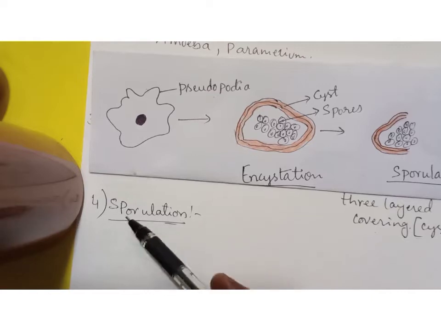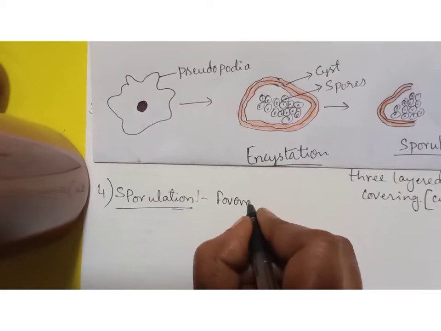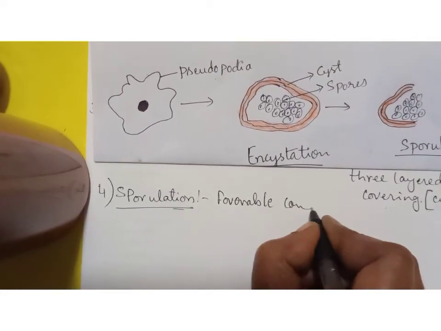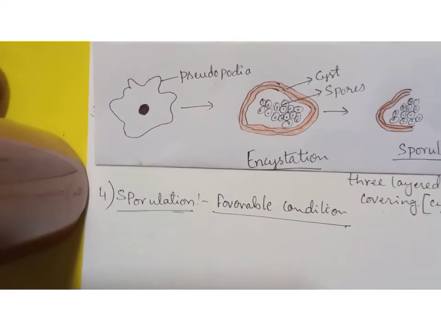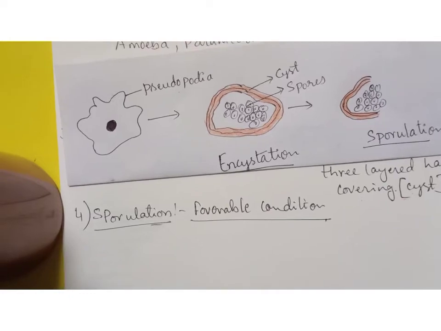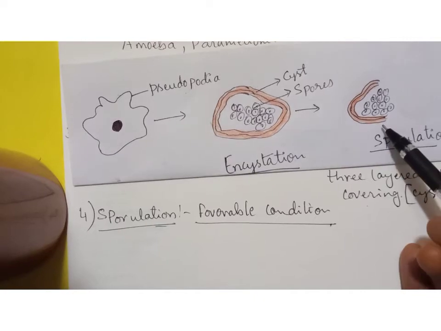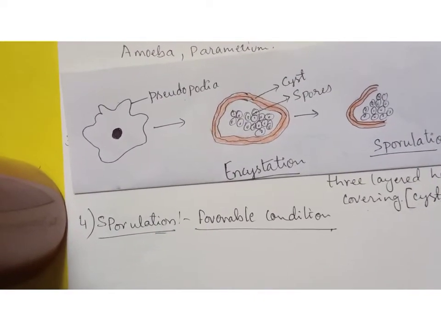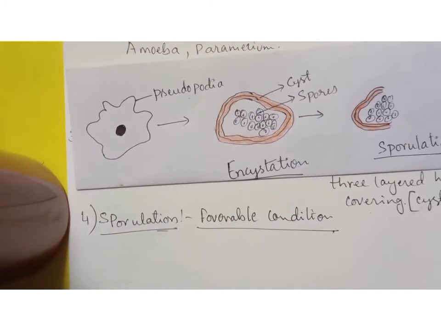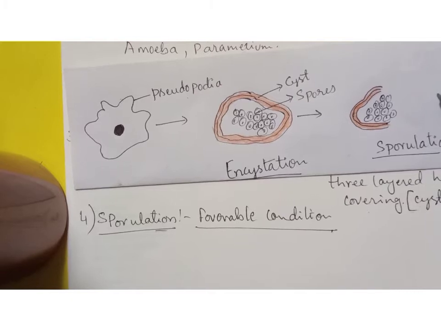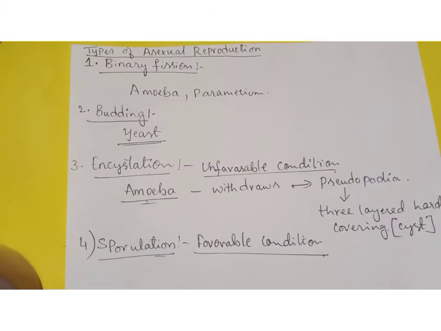So soon after the amoeba reaches favorable conditions, this 3-layered hard covering will get ruptured so that the spores will get released. The released spores will grow into new offspring or new young ones. This type is called sporulation.